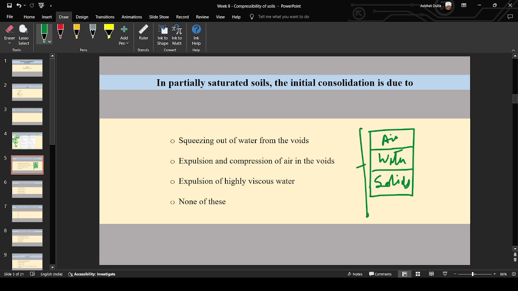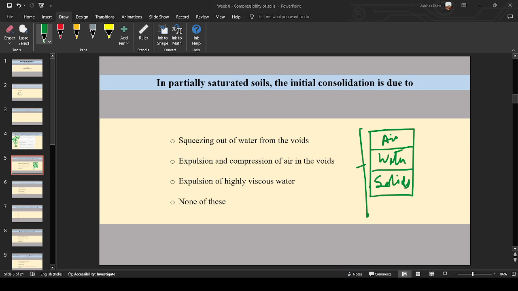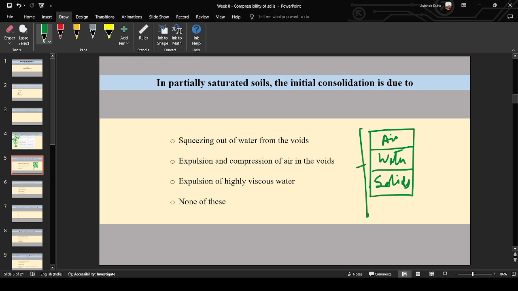Okay. Now in initial consolidation. Initial consolidation is one of the three phases of consolidation. In initial consolidation, what happens is at first the air gets expelled out. This is the first process, and this first process is called the initial consolidation. So when the air gets expelled out, it causes compression in the voids. Okay, so compression of air in the void and expulsion. This is the answer.